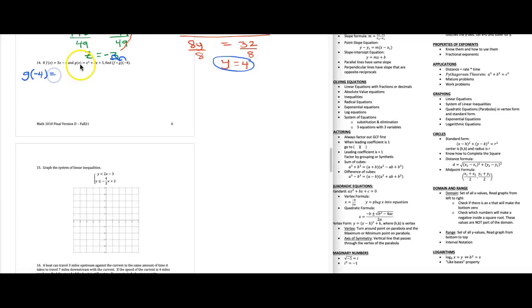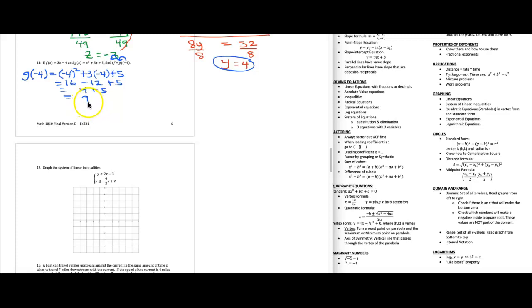So that means I'm looking at that g equation, and everywhere I see an x, I'm going to replace it with a -4. So I've got (-4) all squared. Make sure you put it in parentheses because that whole thing, that -4, is our x, plus 3 times -4 plus 5. So that's going to give me 16 minus 12 plus 5, which gives me 4 plus 5, which is 9. Okay, but I'm not done yet.